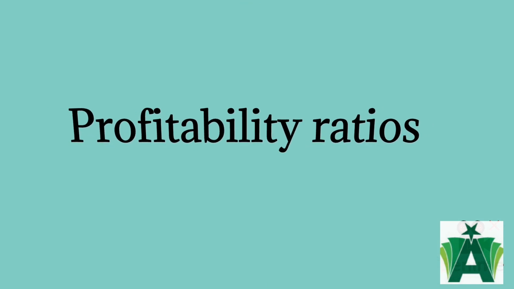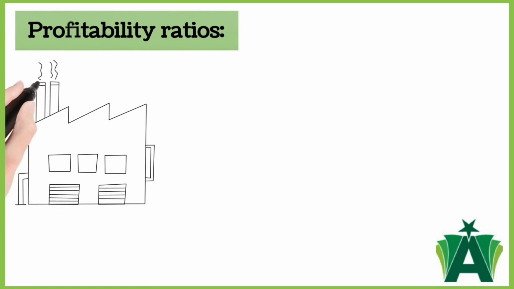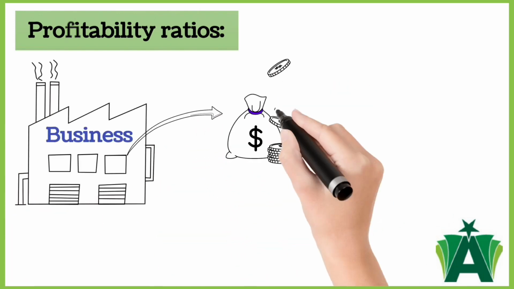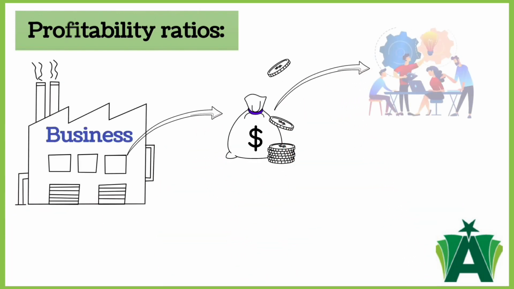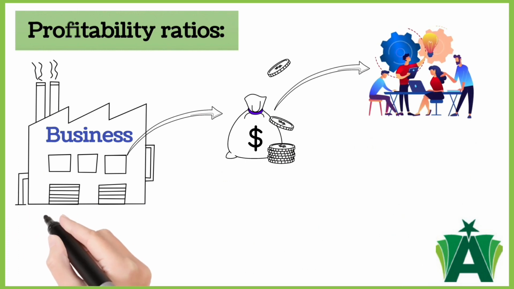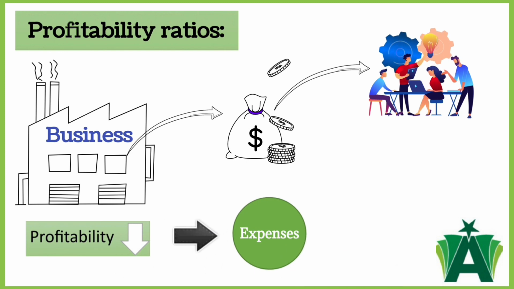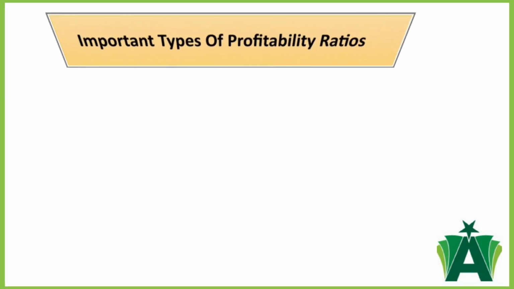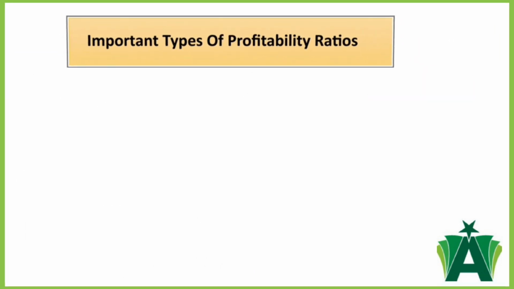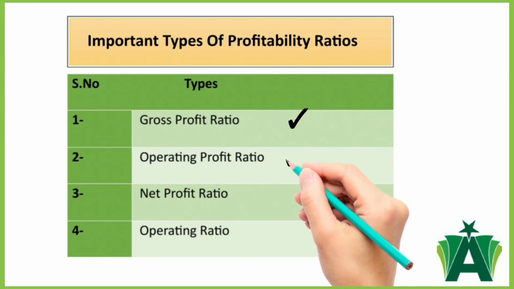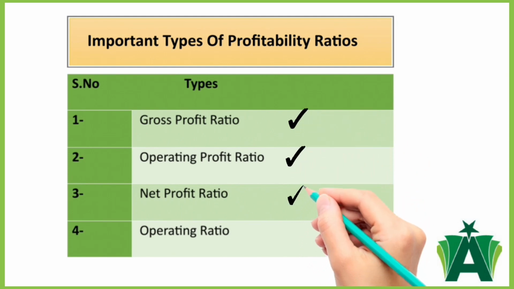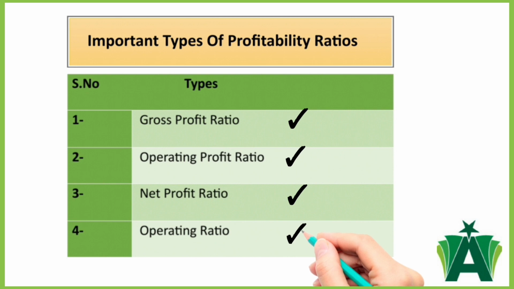Let's start. The main object of a business concern is to earn profit. Efficiency in business is measured by profitability. A low profitability may arise due to lack of control over the expenses. The following are important profitability ratios: gross profit ratio, operating profit ratio, net profit ratio, and operating ratio.